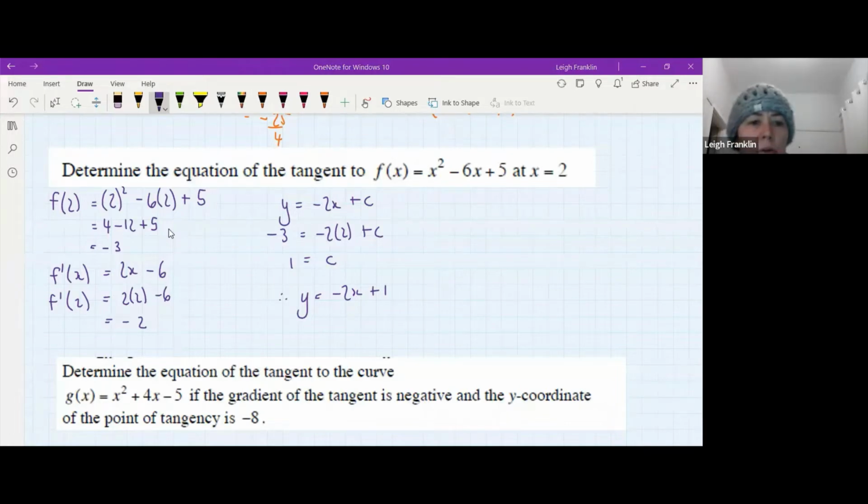Good job. Okay, so for the equation of the tangent to f of x equals x squared minus 6x plus 5 at x equals 2, I got the equation of the tangent to be y equals minus 2x plus 1. Do you agree, Matrix? You get the same answer? Yes, ma'am. Lovely.